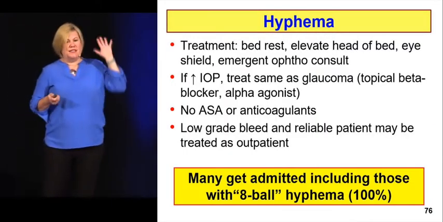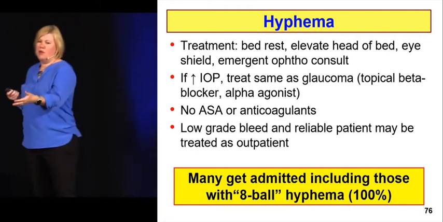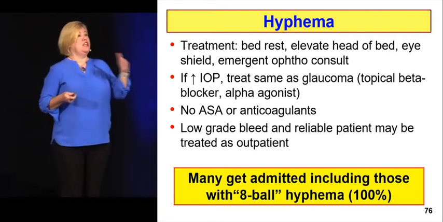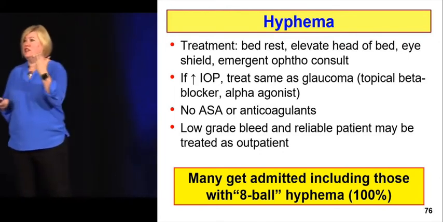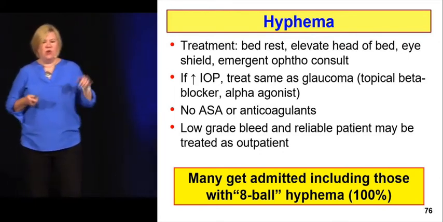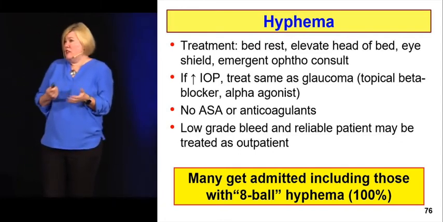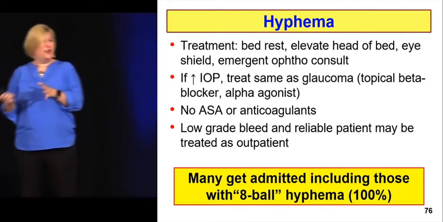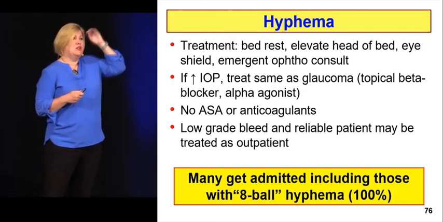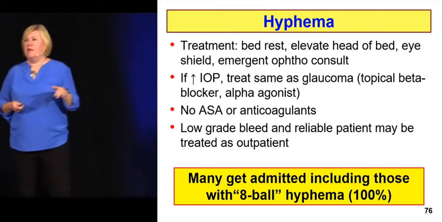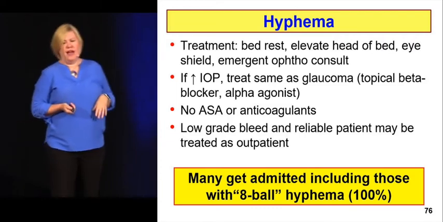So the treatment is bed rest, elevate the head of the bed. We often protect these with an eye shield. They get an ophtho consult. If they have increased intraocular pressure, then we have to treat them the same as glaucoma and go after decreasing the production of the aqueous humor and the whole 9 yards there. No aspirin, no anticoagulants. And some of these, if it's a pretty low-grade bleed and a reliable patient, could be treated outpatient. They don't all get admitted. But if they have an 8-ball hyphema, sort of occluding their visual access, that's going to come in and be admitted.